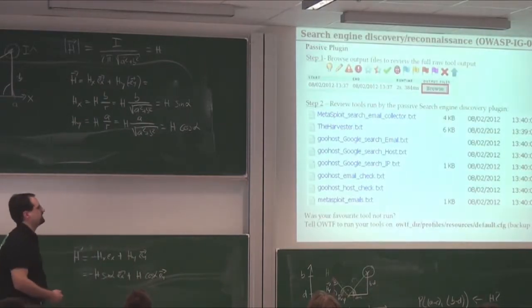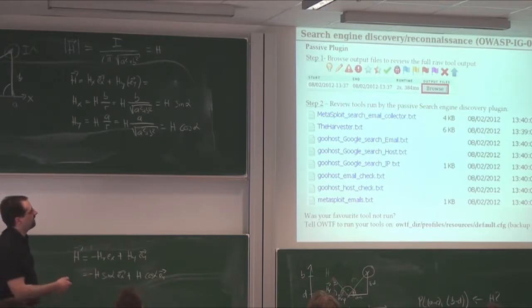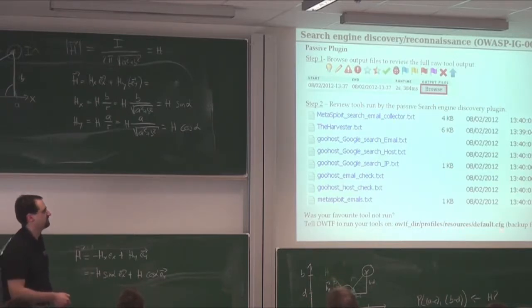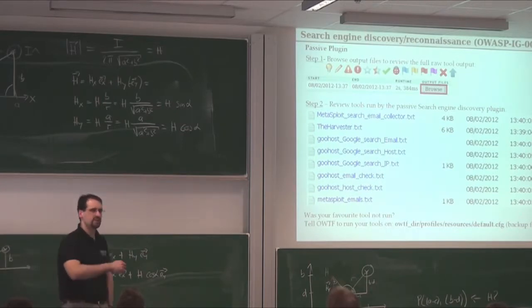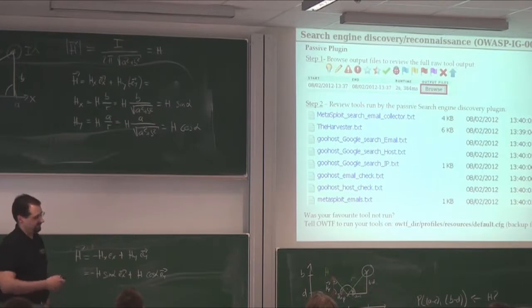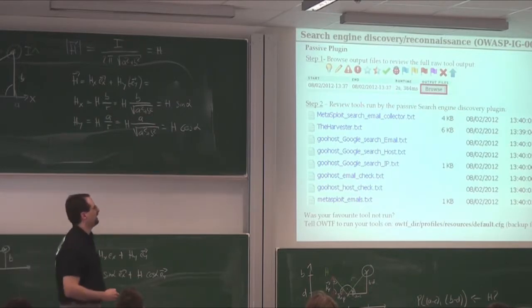And for search engine discovery, and in general, all plugins have this browse button, right? So for all tools that are run, the output is saved into files. So if you click the browse button, you can always see the files that are saved. And this is the configuration file where OWTF defines how to build links and run tools: profiles, resources, default.cfg. The slides are going to be available, so you don't need to write any of this down, unless you really want to.